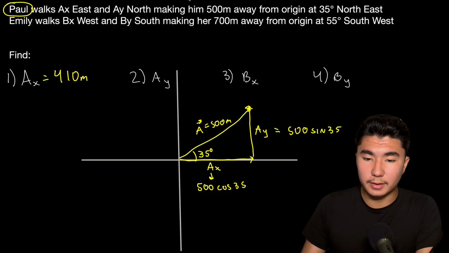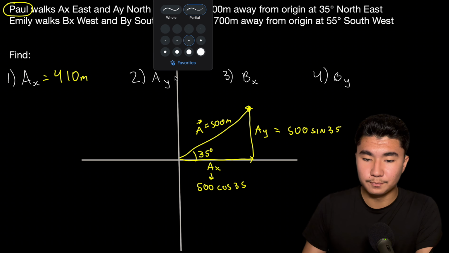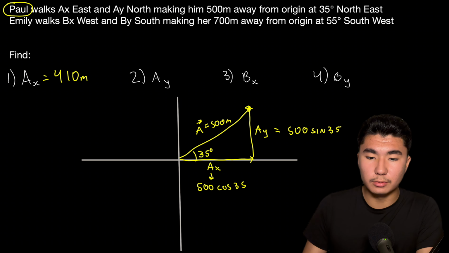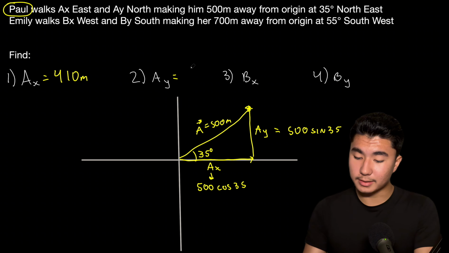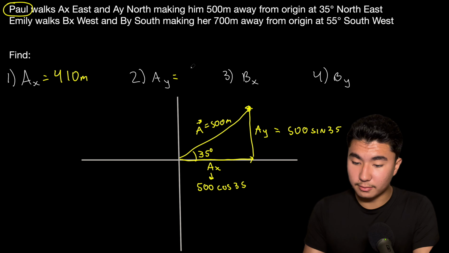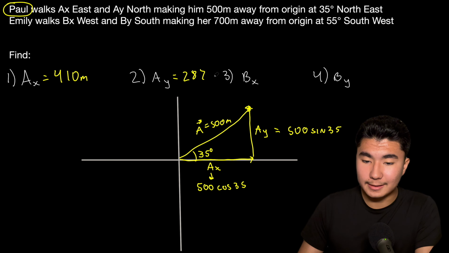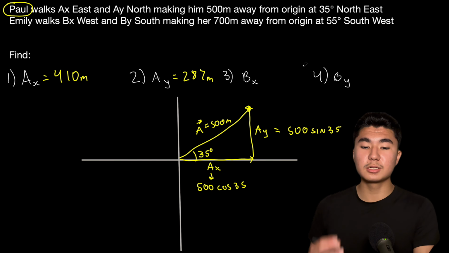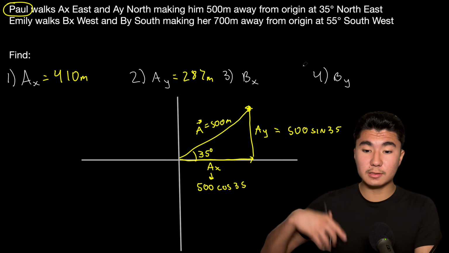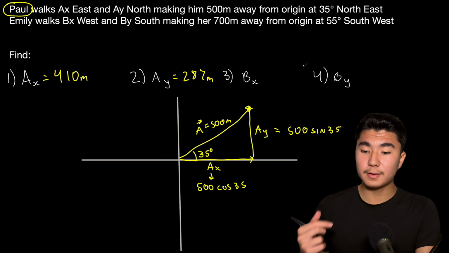Our AY over here, I'm just going to partially erase this so we can have room to write our answer. AY is going to be 500 sine 35, and if I round that up, it's going to be 287 meters. So we just found our AX, we just found our AY. Now we need to find BX, BY.